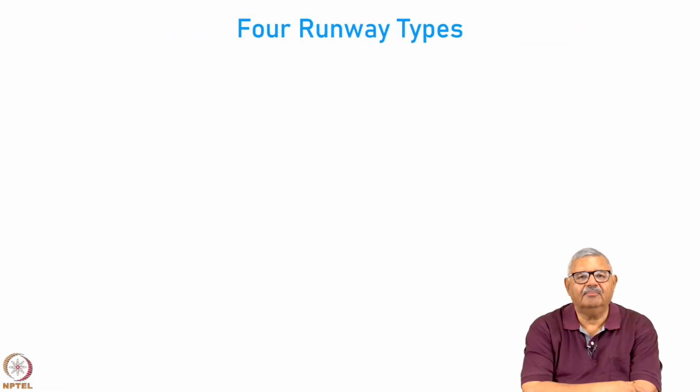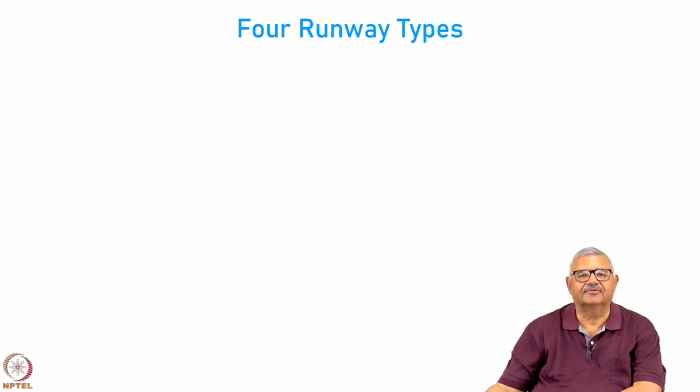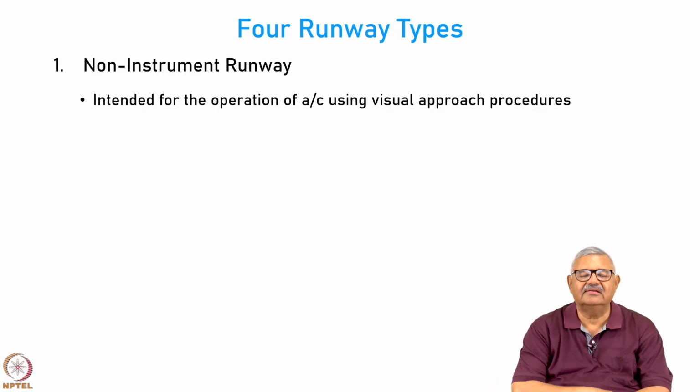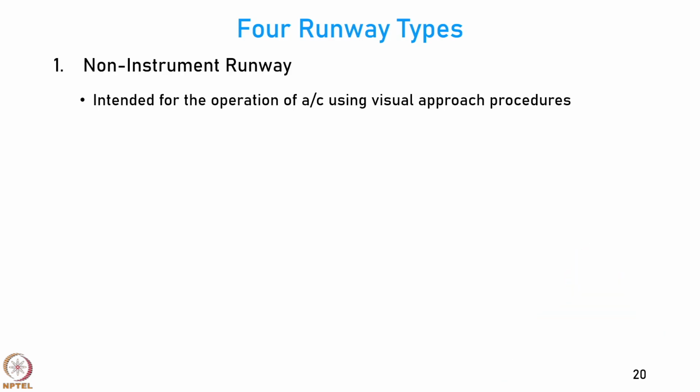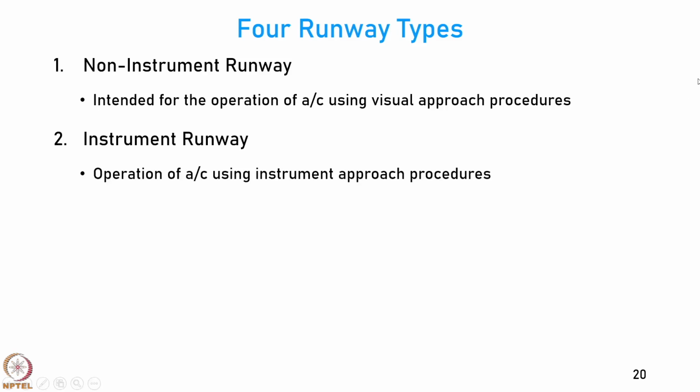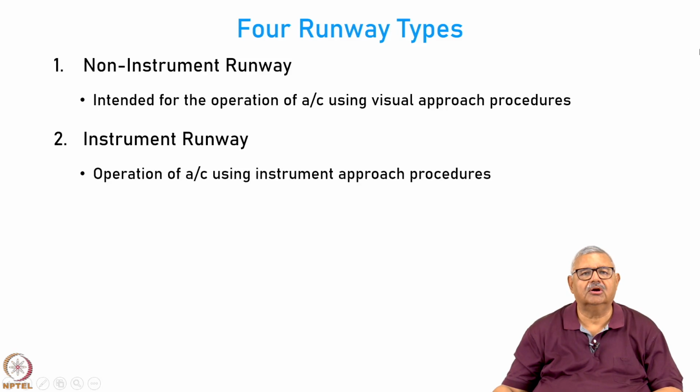Now, there are basically 4 types of runways based on their abilities and functions. You can have a very simple non-instrumented runway, which is intended for operation of aircraft using only the VFR or the visual approach procedures. The second runway type is the instrumented runway, which is used for operation of aircraft using the instrument approach procedures such as the ILS system.